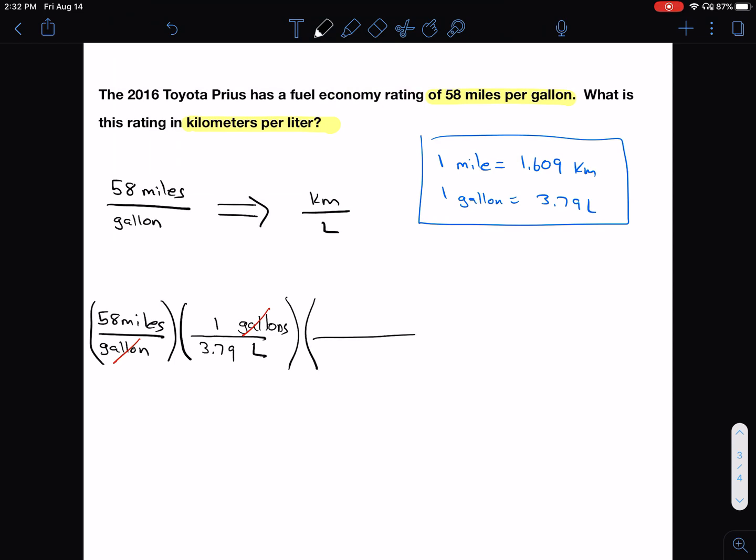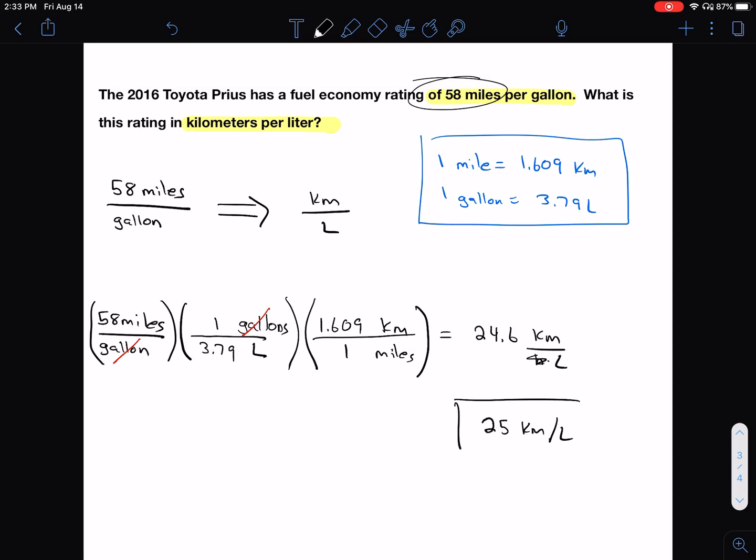So this is like what we've done before. Miles on the bottom, kilometers on top. And we can look up the numbers. That was 1 mile to 1.609 kilometers. We can look that up and put that in our calculator, and I got 24.6 kilometers per liter. And then watching our sig figs, we are given 2 sig figs here, so I'm going to go ahead and round that up to 25 kilometers per liter as our final answer.